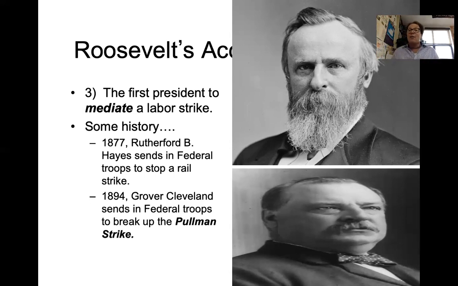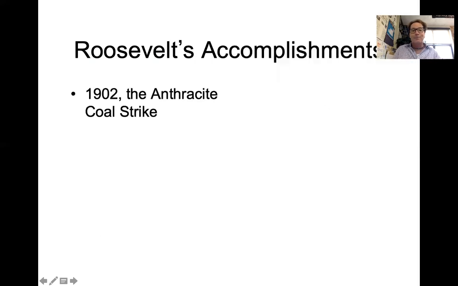So in 1894, in Grover Cleveland's second term as president, he also was going to send in federal troops to break up a strike. In this instance was the Pullman strike, because he believed that the striking workers of the Pullman Company were interfering with trade, and therefore they were in violation of the Sherman Antitrust Act. So the point I'm making is both former presidents Grover Cleveland and Rutherford B. Hayes, they're not taking the side of the workers. They're taking the side of management.